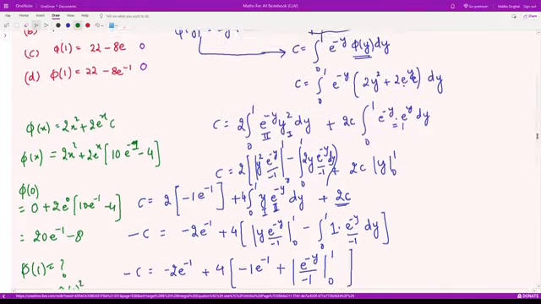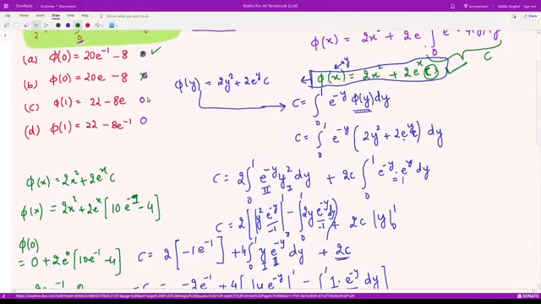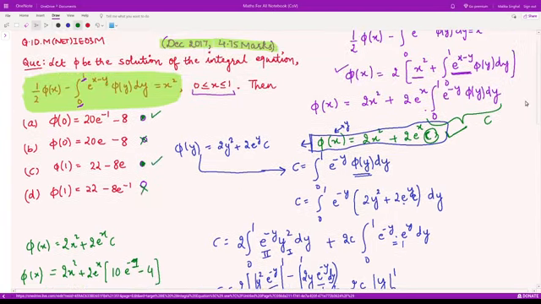So 22 minus 8e. So this is the option third. So option third is the correct option. Option fourth is not the correct option. So the correct options are option A and option C.